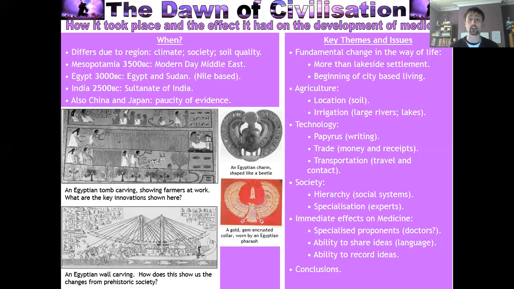So what can I say about the dawn of civilization? Well, the first thing you need to know, and I think I've already touched on this in a previous lesson, is that it differs by region as to when this takes place, and there are a whole bunch of reasons why that's the case. One of these is climate, so the basic weather patterns, what the vegetation is, what kind of area you're living in, and there's a good reason why civilization begins where it begins.